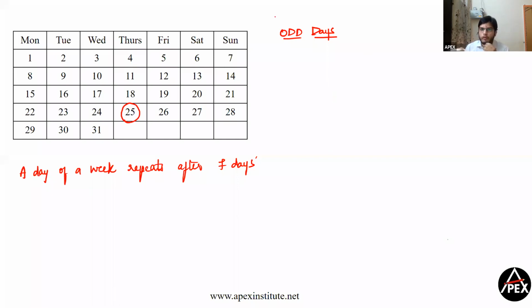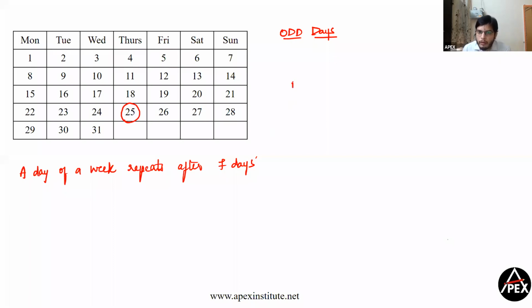What do you need to do? Plus 7 and go on. Take the remainder when divided by 7. Adding 7. Okay, let's discuss this.